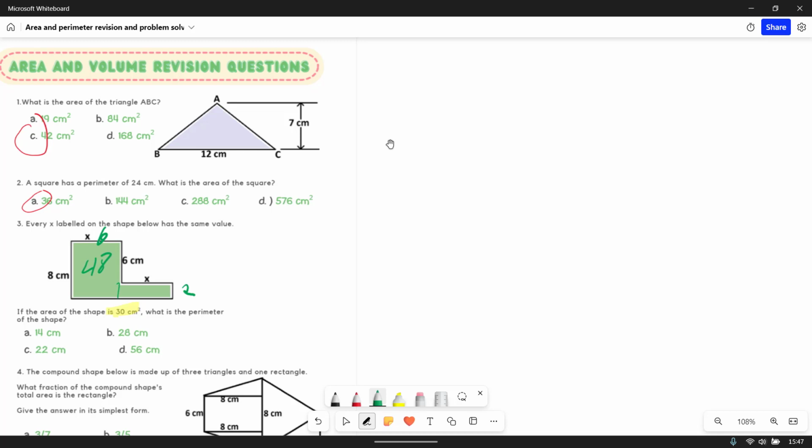And so 48, the shape is 30. No, it's not there. I think there is definitely a mistake in this question, because if the area is 30, 8 times 6 is straight away 48. So that is wrong. So put a mistake in question. We'll have to get them to look at that.